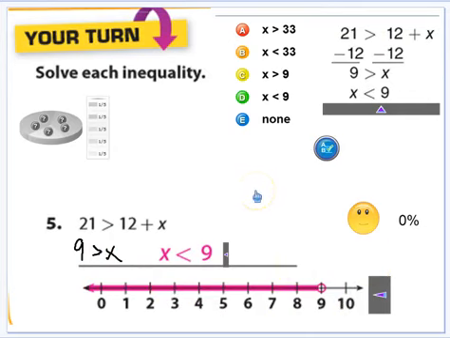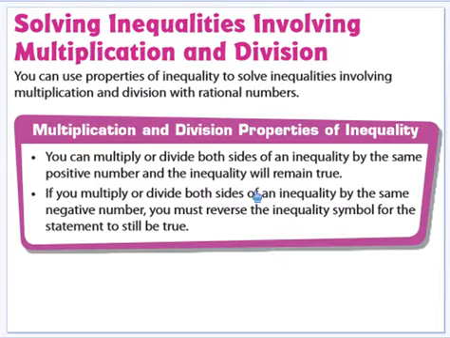All right. So now we get into a little bit tougher part. Solving inequalities involving multiplication and division. You can use properties of inequality to solve inequalities involving multiplication and division with rational numbers. So class, you can multiply or divide both sides of an inequality by the same positive number and the inequality will remain true. If you are multiplying or dividing by a positive number, nothing changes.